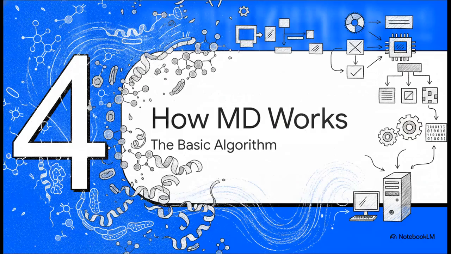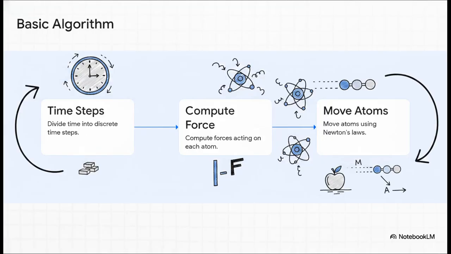All right, section 4, how does it work? The basic algorithm. You are probably wondering how a computer can possibly calculate all of this biological chaos without completely crashing. Well, the simulation actually relies on a surprisingly simple three-step loop.